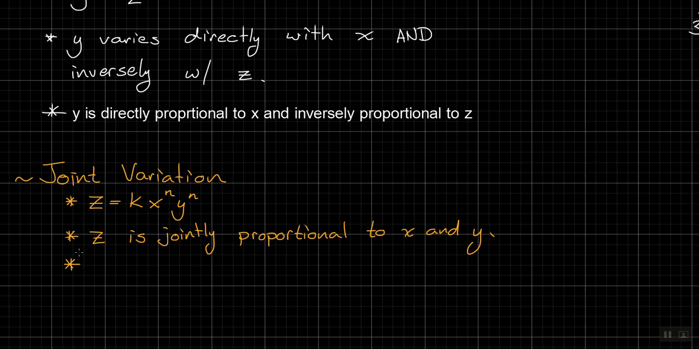Instead of jointly proportional, what else can we say? z varies how? Jointly. Okay. With x and y.